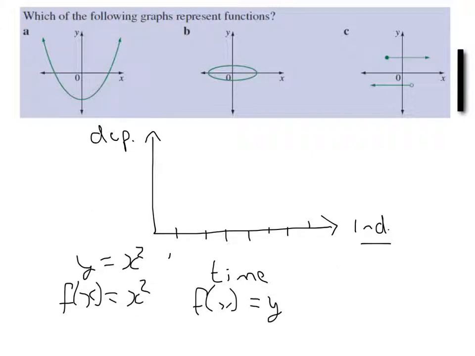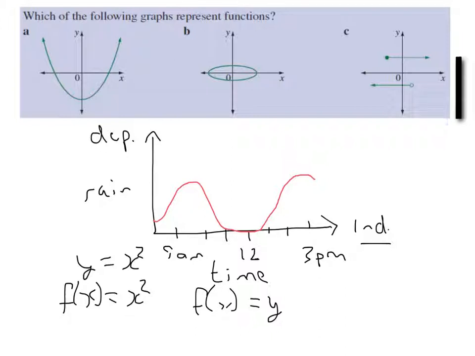So let's say that this is 9 a.m., 10, 11, 12 midday, 1, 2, 3 p.m. And let's say that we have a measure of the rainfall. In the morning, it was very rainy, then it came to nothing, and then it was very rainy again in the afternoon. So as far as we are concerned, if I go and grab my vertical line, as far as time is concerned, there should only be one value for the amount of rain.